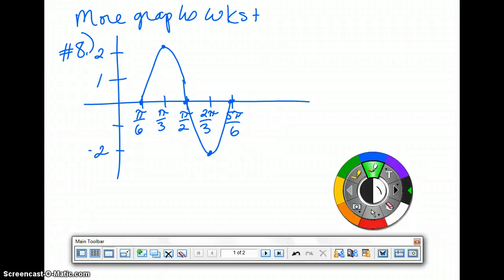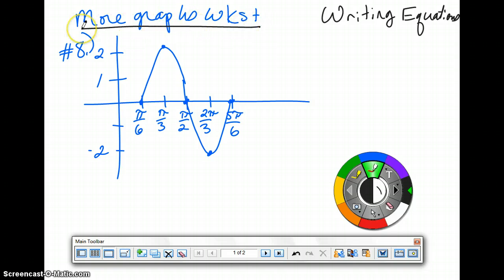This video right now is about writing equations of graphs that you already have. So we are going to focus on sine and cosine graphs only. This is off of your more graphs worksheet. We're going to do number 8 and number 11.